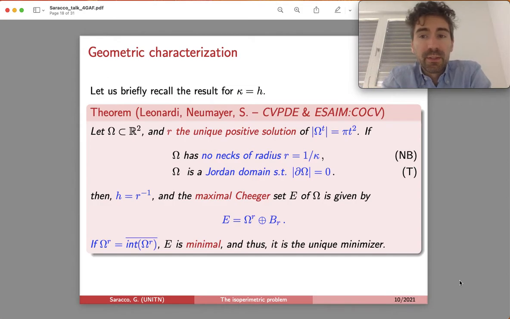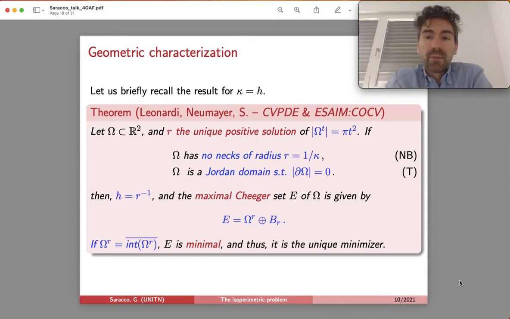We finished the first part with this geometric characterization. Let me recall it. This was the result for the critical case, when the constant kappa was chosen equal to the Cheeger constant h. So you take a planar domain.